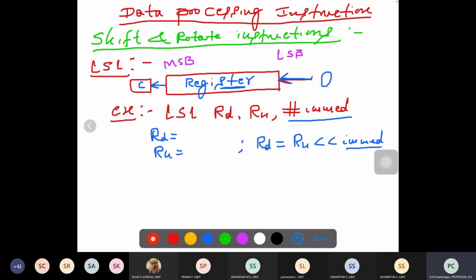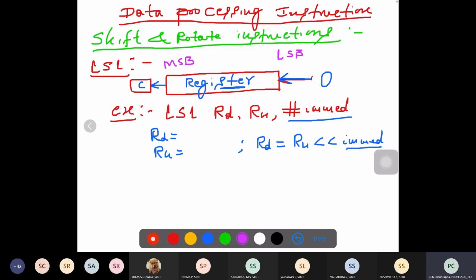Comments. So here, RD, the destination register, equals RN shifted towards left. That is the left direction. And what value will it be shifted by? The immediate: the specified bits of data shifted towards the left. Are you clear on this? This is what is called the LSL instruction.